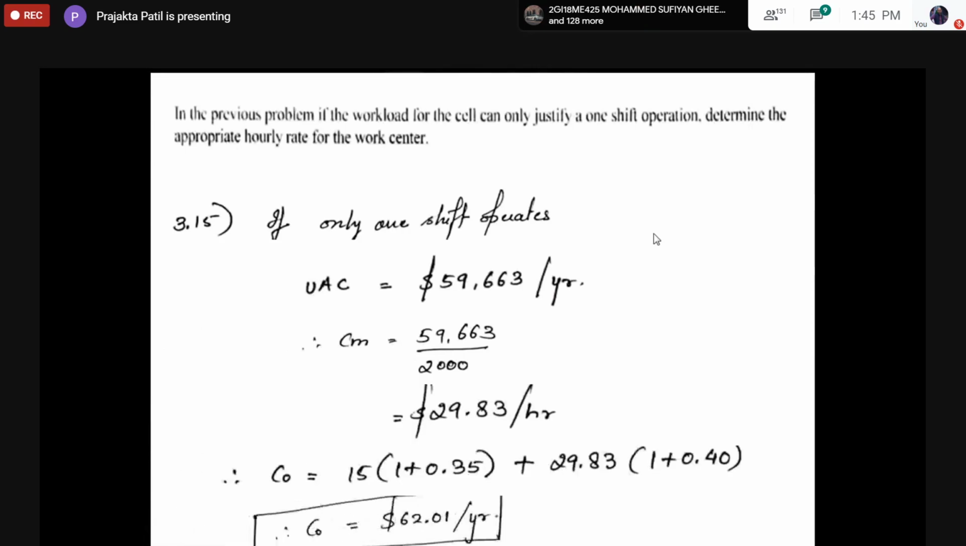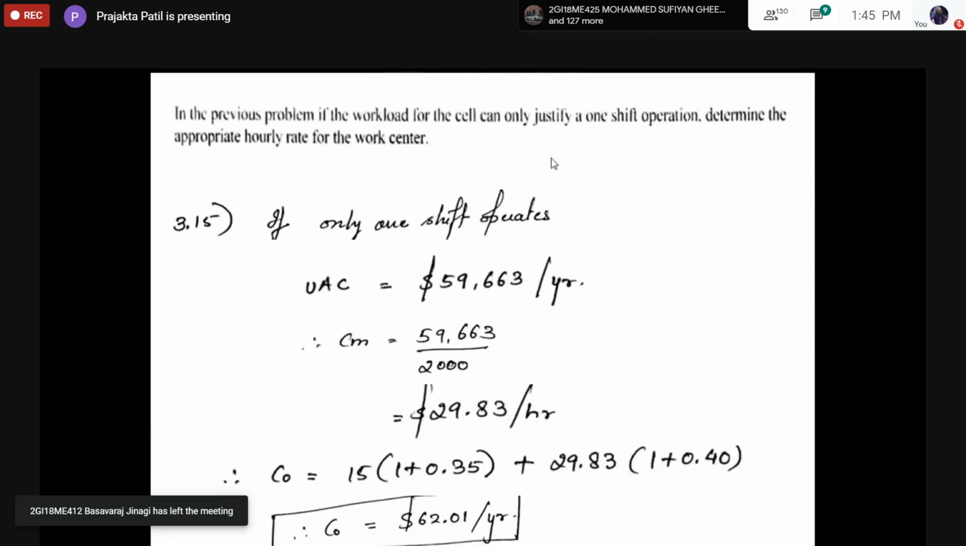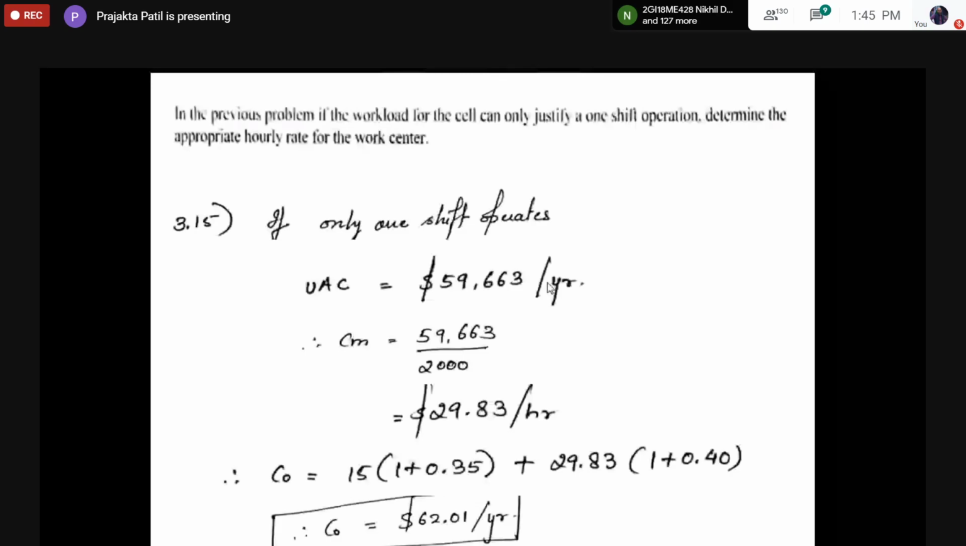So important here is you should know how many shifts it is operating: 1 shift, 2 shifts, 3 shifts. Based on that, the denominator value should be chosen carefully. Okay. So this completes your unit 1 of the computer integrated manufacturing subject. Next Monday, I'm going to start with the second unit.